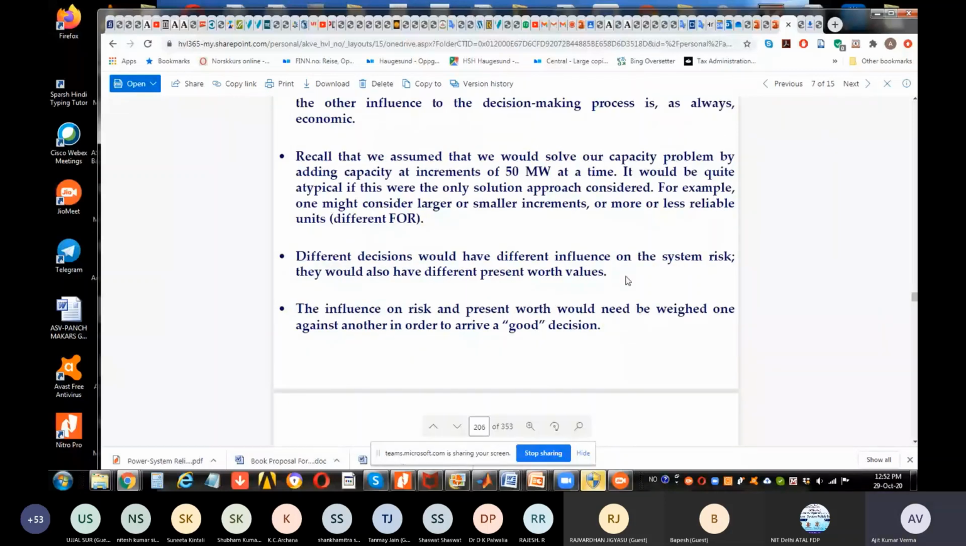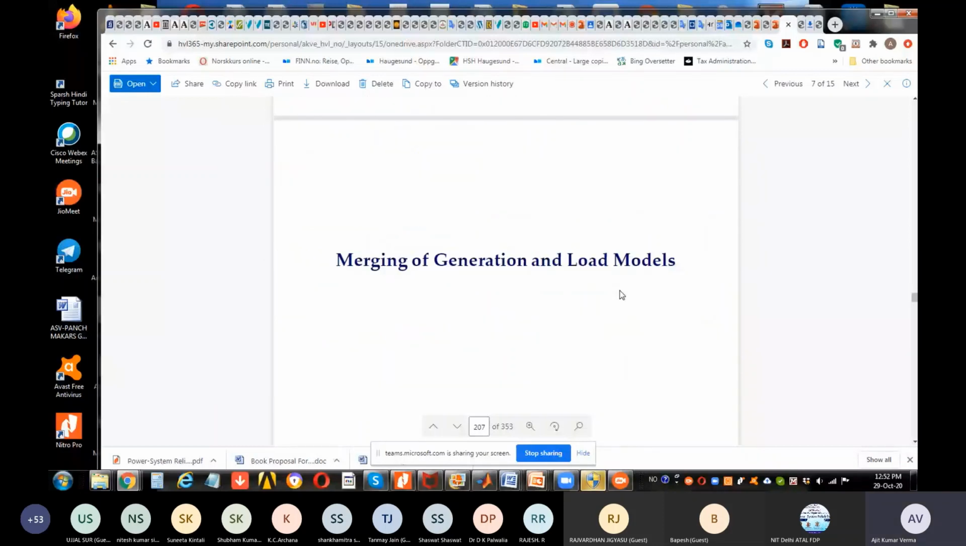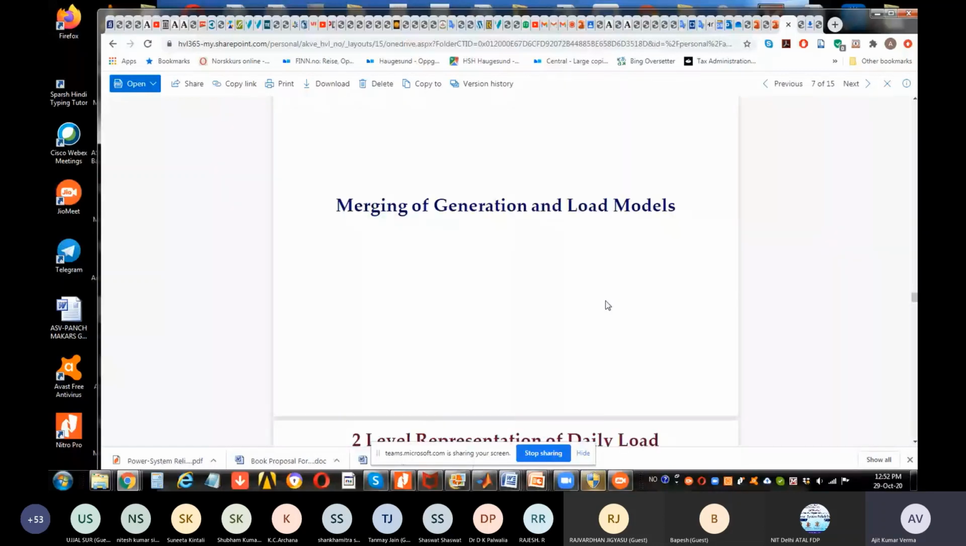Now, while we are at this, we finished with those long back, the LOLP, LOLE, and so on. Now we come to generic calculations by merging the generation and the load levels. So we assume that there is a peak load level.